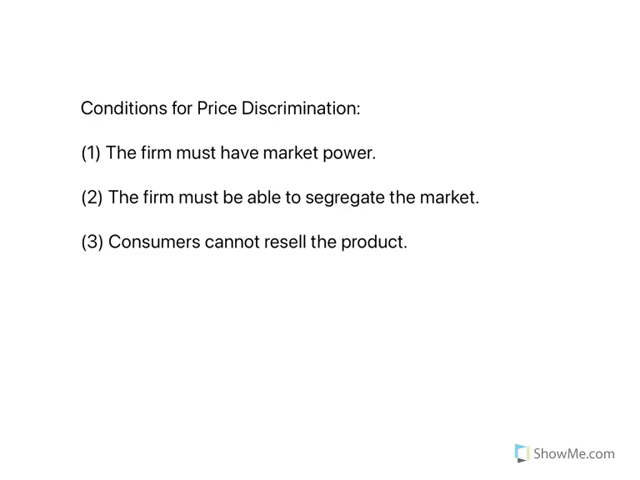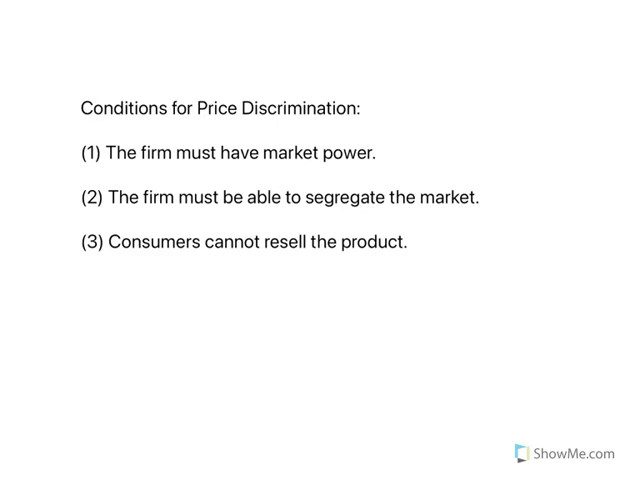The second one is the firm must be able to segregate the market. In other words, you've got to be able to group consumers together, right? So I have to know, if I'm a movie theater, who's going to be the students, who's going to be the adults, right? And of course you can do things like check student IDs, if you're doing a senior discount, check a driver's license, whatever the case may be, in order to know who to charge what price to.